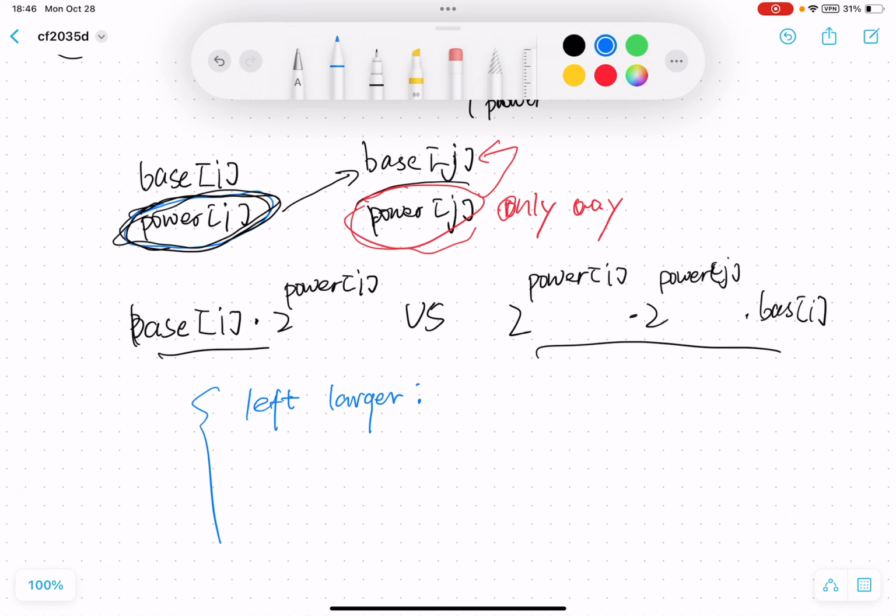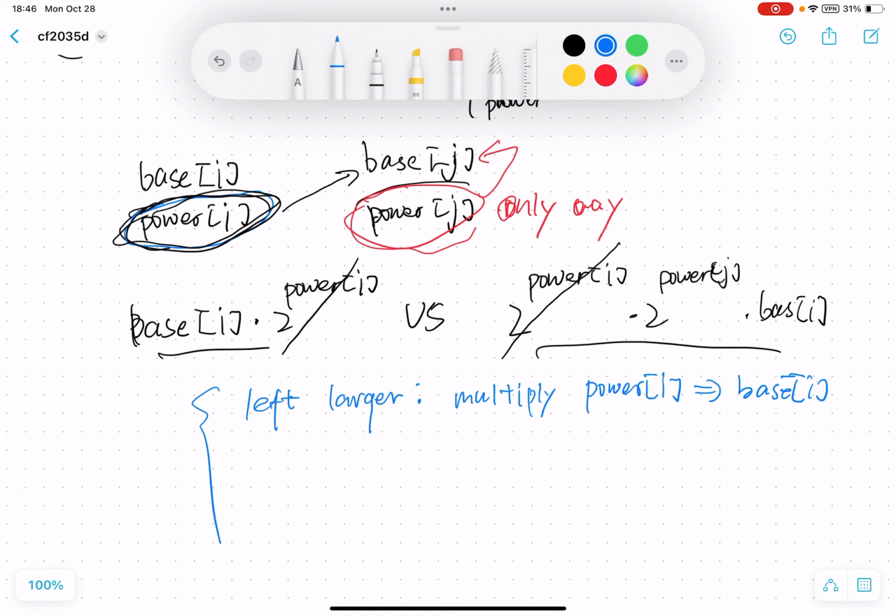actually we can erase the first elements because they are equal. That means the 2 to the power of power I. So if the first one is larger, if the left is larger, what we need to do is multiply power I into base I.